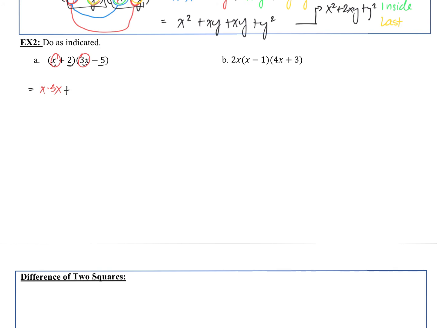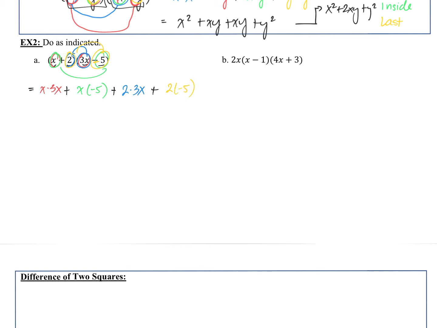Plus FOIL. So O, outside: x times negative 5. Inside, these two here: 2 times 3x. And last, 2 times the negative 5. And be careful, you need to remember to use that negative with the 5.